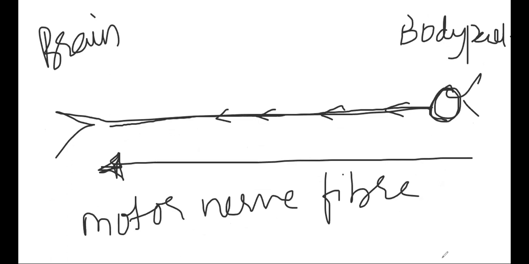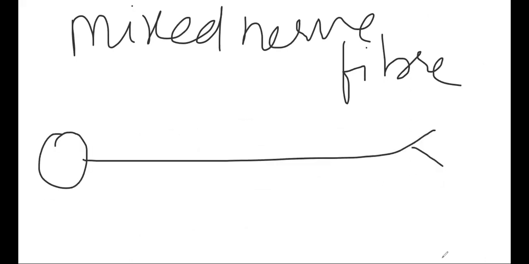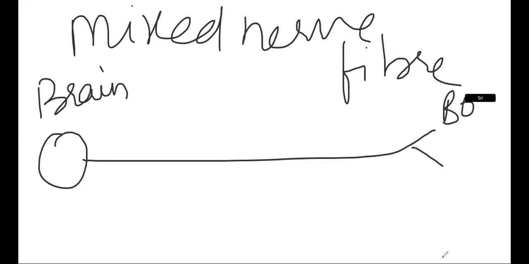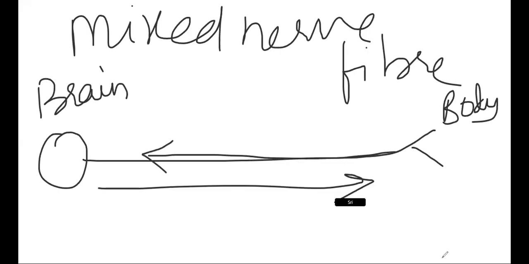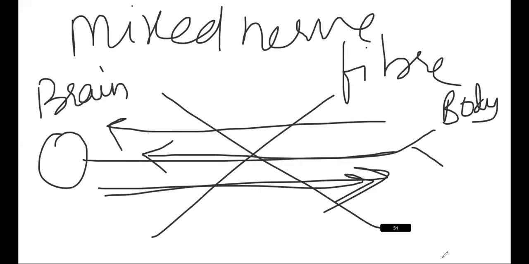Okay, so what is my question? Is there any possibility of mixed nerve fiber? No, not at all possible. Mixed nerve fiber is not at all possible. If some of you answered it as possible, that means you said this is brain and this is body part and a dual way, that information in this fiber will go and come. Is it possible? No, impossible. This is wrong.